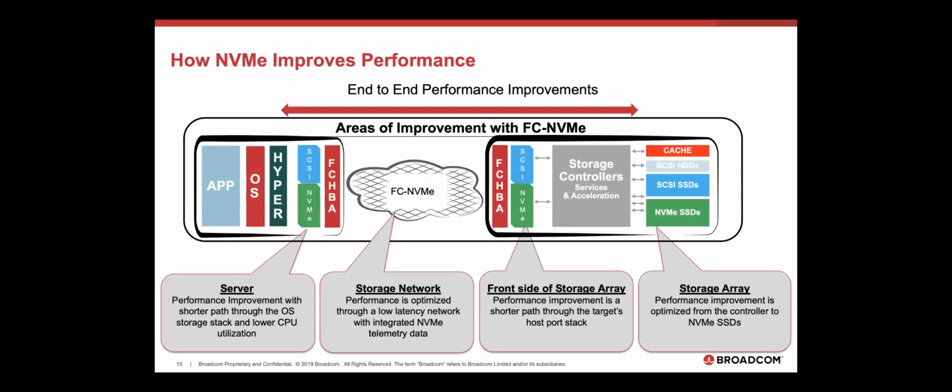So if we look at where this performance improvement comes from, well, if we look at the stack on the left here on the server, and on the right here on the storage controller on the array, the reason why you see a performance improvement today is because the stack here on the server is more lean on NVMe compared to SCSI.